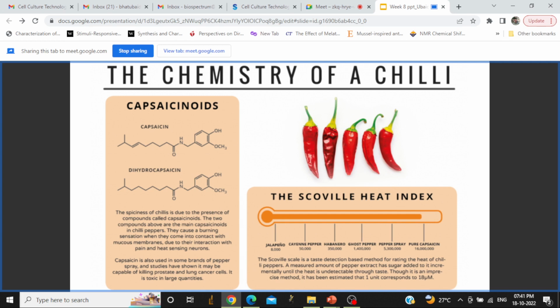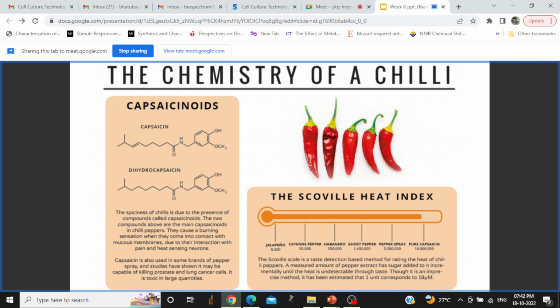So there are some of the common capsaicinoids which are present in the chili. The most common among them is the capsaicin, which is responsible for the bitterness that you feel when you eat the chili. And there is another component, dihydroxycapsinin. So the spiciness of the chilies is due to the presence of these capsaicinoids, capsaicin and dihydroxycapsinin, and these two compounds are the main capsaicinoids in the chili pepper, and they cause a burning sensation when they come in contact with mucous membrane due to their interaction with the pain or heat sensing neurons.